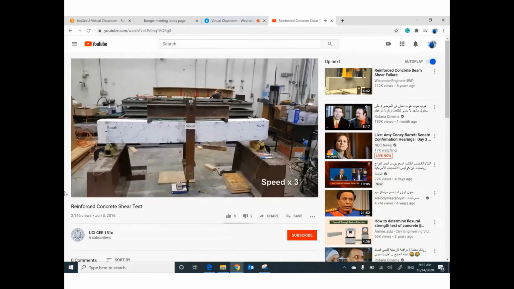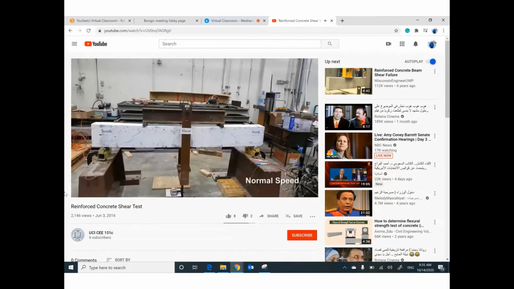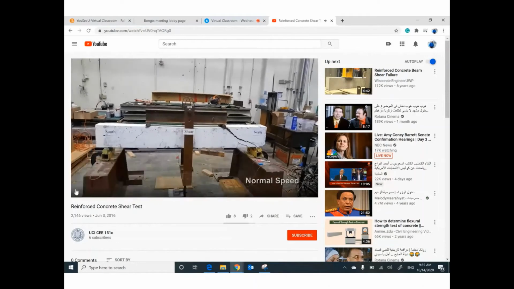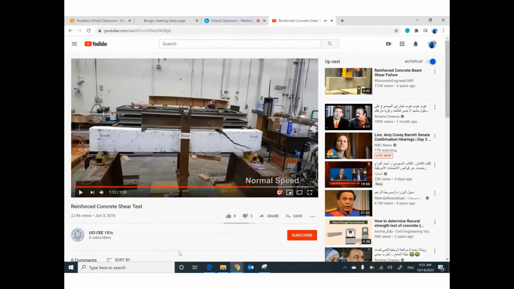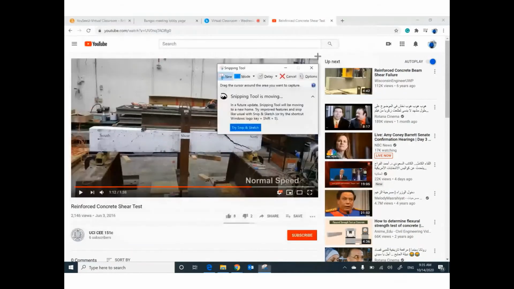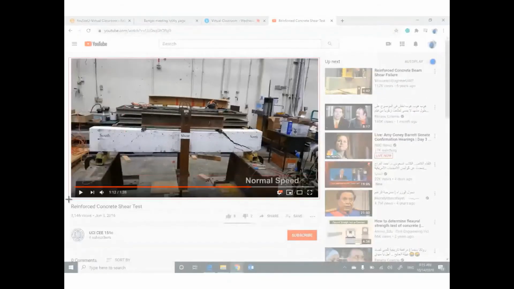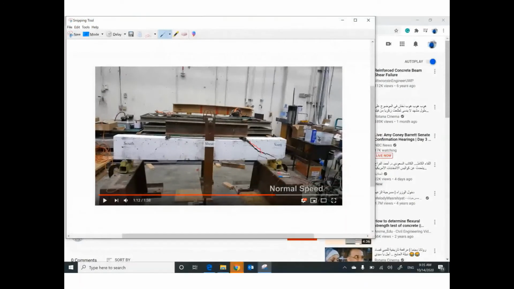The cracks, can you watch? Wow. Failure happened at these locations. Why? Because we have a reaction that would like to move this part up, and we have an applied force that would like to move this part down. So we can expect shearing in between.